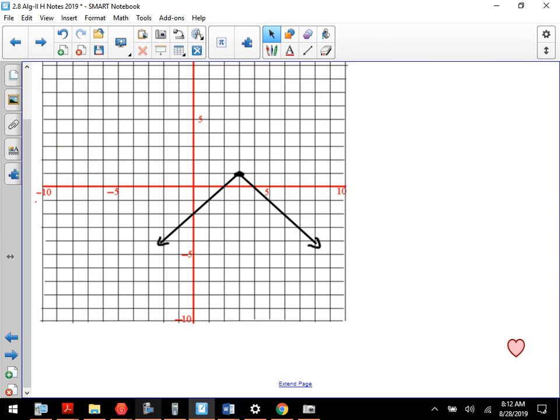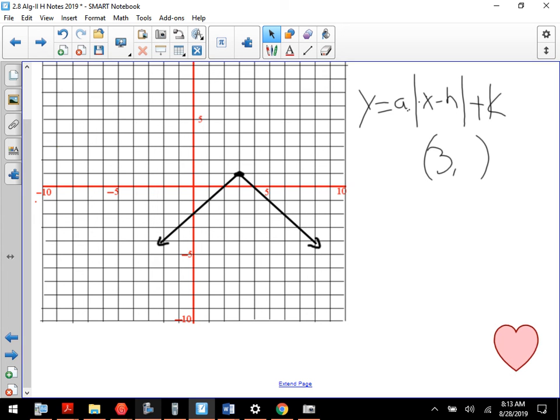Anyway, where's your H and K? Your HK is at 3, 1. Okay, your H and K are at 3 and 1. So I always start by writing out what the rule is going to look like. So my H and K are at 3 and 1, and then I got to figure out the slope.